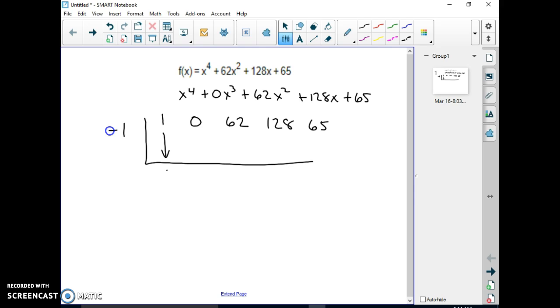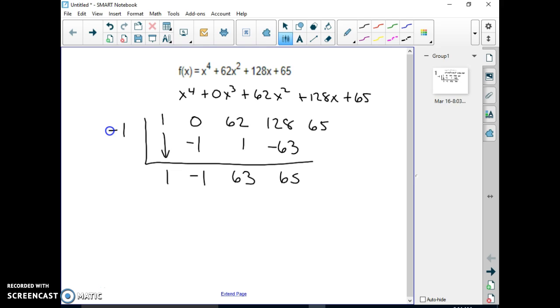So my first 1 comes straight down. I multiply. -1 times 1 is -1. I add. I get -1. -1 times -1 is +1. I add. I get 63. -1 times 63 is negative 63. I add 128 minus 63 here is 65.